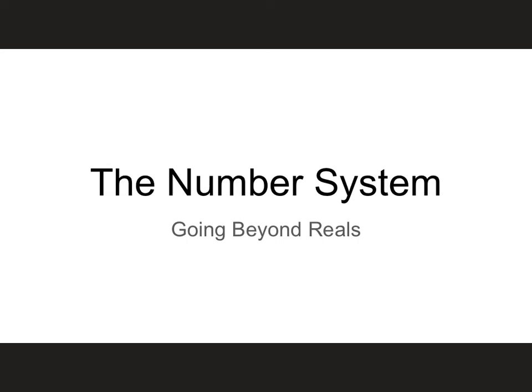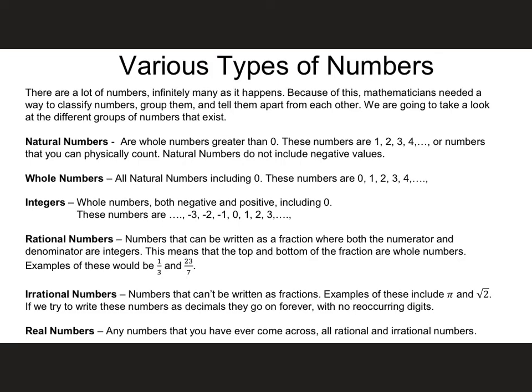Hi everyone, today we're going to look at the number system and go beyond the discussion of real numbers. Let's begin by understanding the fact that there are a lot of different types of numbers, infinitely many. Because of this, mathematicians needed a way to classify numbers, to group them, and tell them apart from each other. We're going to begin by taking a look at the different subgroups of numbers that exist.